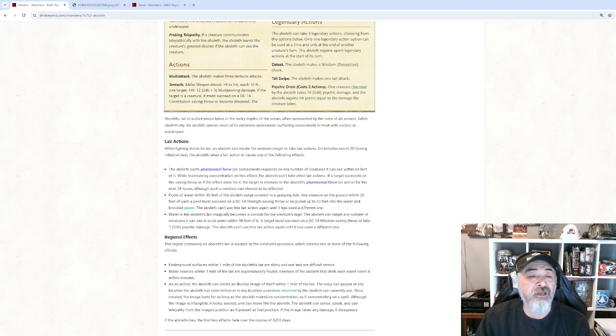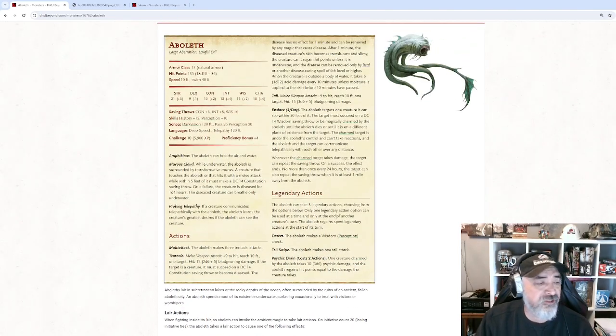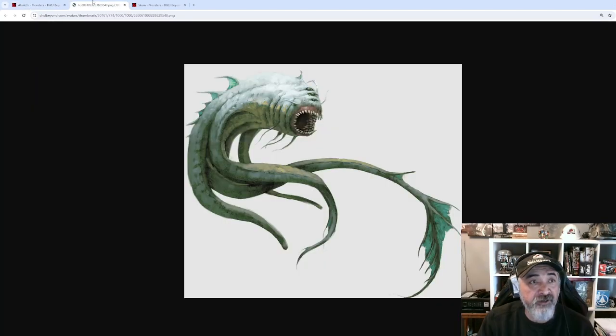The Aboleth can target any number of creatures it can see within the water within 90 feet of it, and they must succeed on a DC 14 Wisdom saving throw or take psychic damage. So he's got to cycle through the lair actions just like they cycle through the legendary actions. But knowing how these abilities work together and affect your players is key.